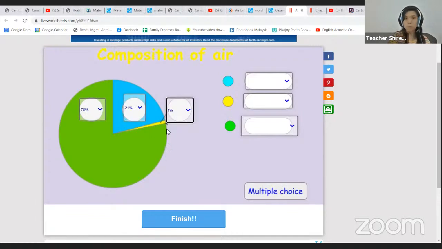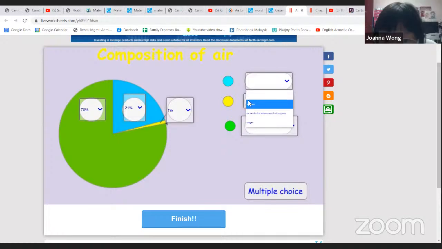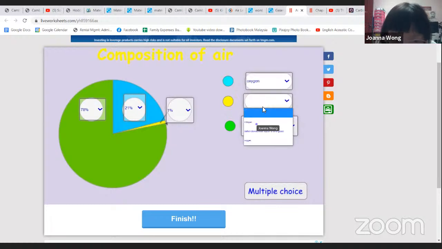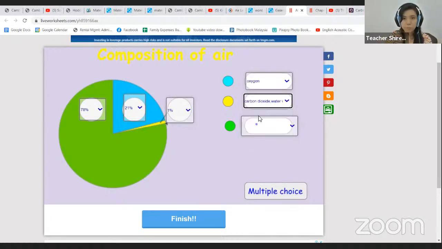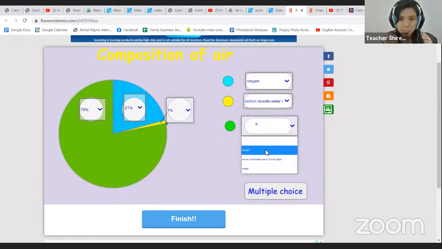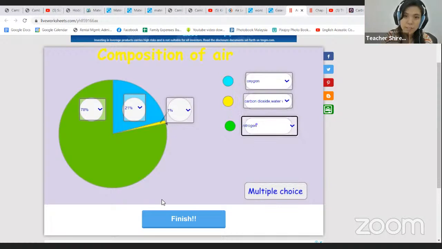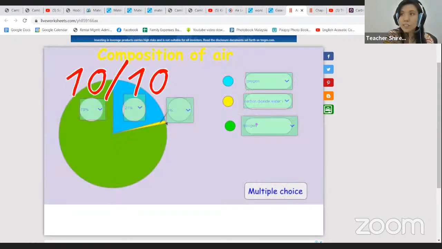21%. 1%. 21%, what is that? Oxygen. Good. Yellow color, 0.03%. Carbon dioxide. Yep. And the majority is nitrogen. Fantastic. Okay, any questions? Simple?